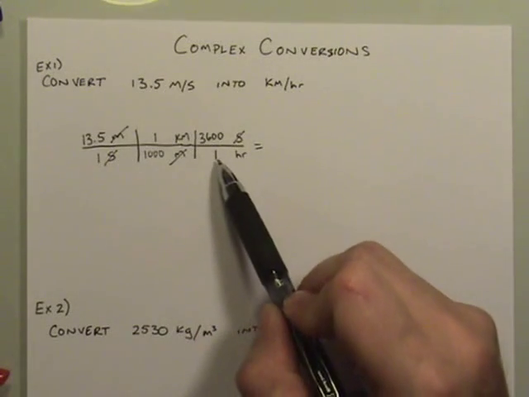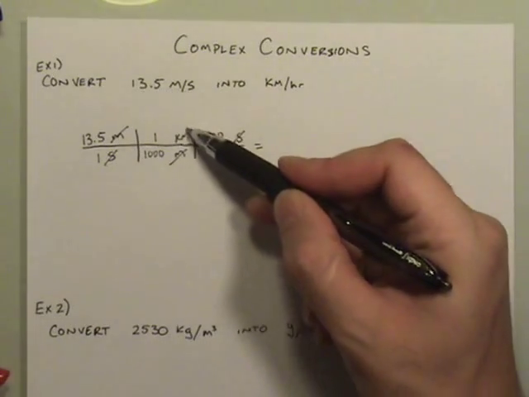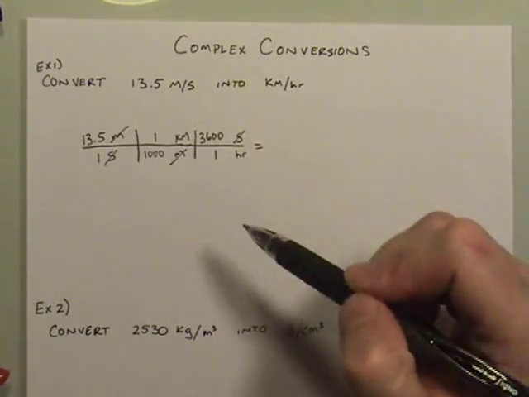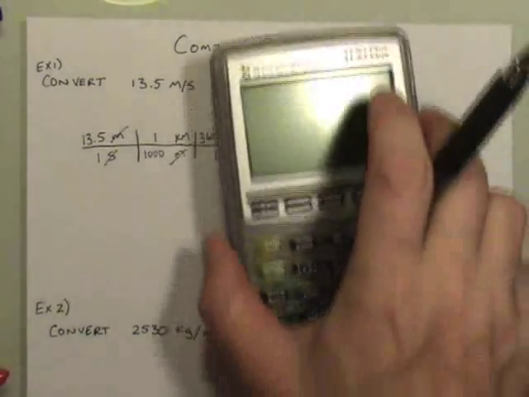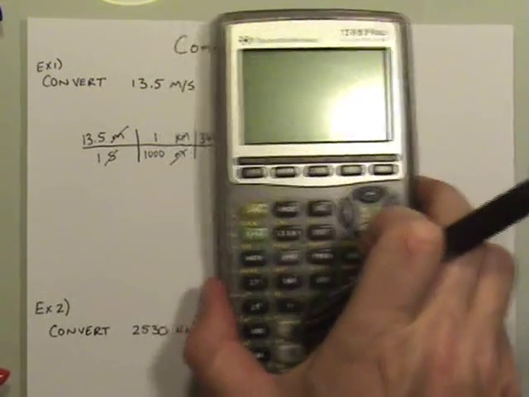Remember, we always ignore the ones. I don't see any units left except kilometers and hours. So kilometers on the top, hours on the bottom, exactly what I want. So now we'll go to the calculator.